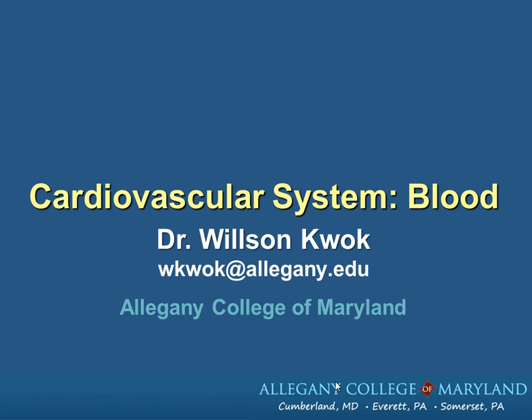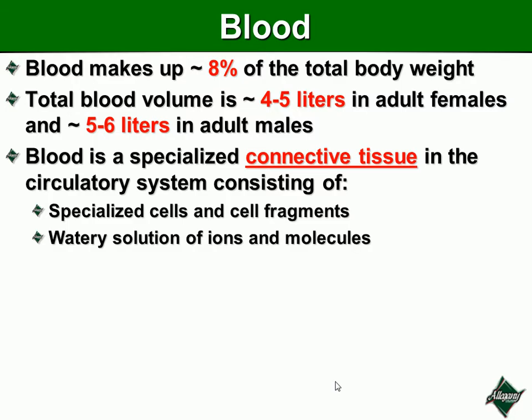So today we are going to look at the cardiovascular system and look at first the blood. Blood makes up about 8% of the total body weight, and in females the total blood volume is about 4 to 5 liters, but for males it is about 5 to 6 liters.